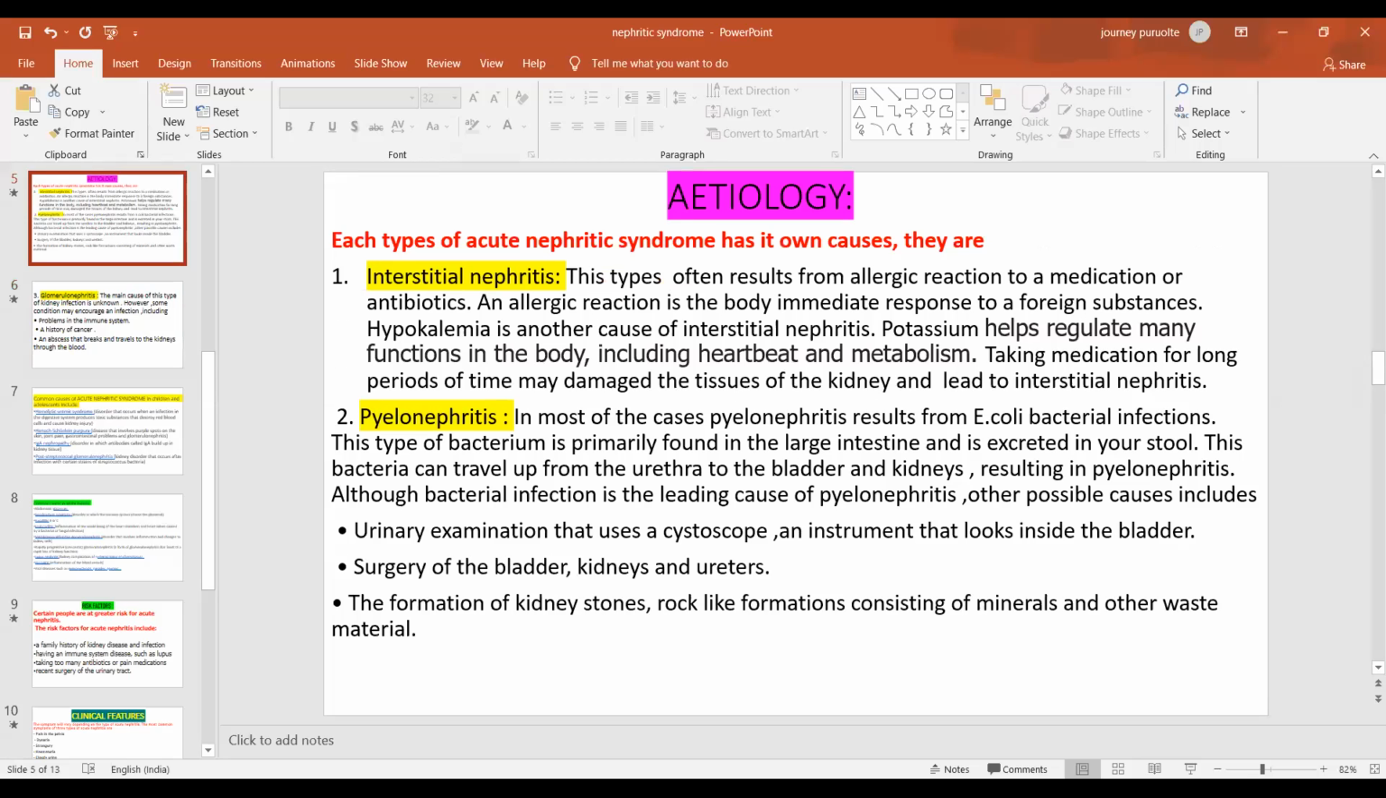Okay, so what was the last class? What was the last topic that we discussed yesterday on nephritic syndrome? What was the topic? Methodology. The methodology. Okay, okay. This was it, isn't it? Yes, ma'am. Okay, okay, okay.